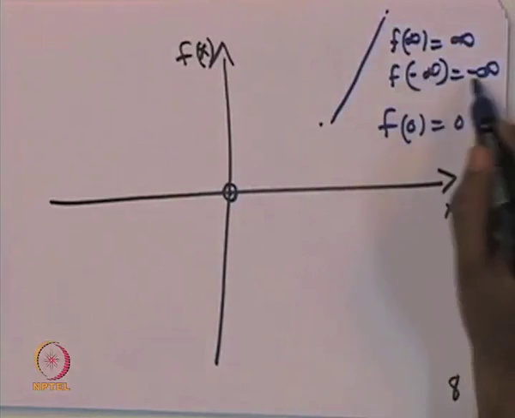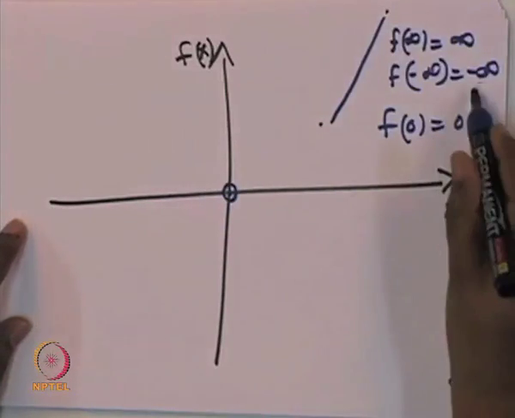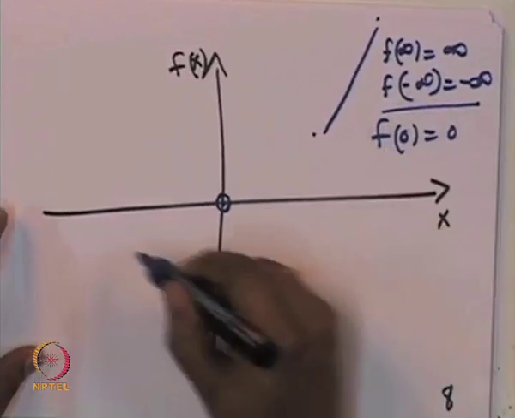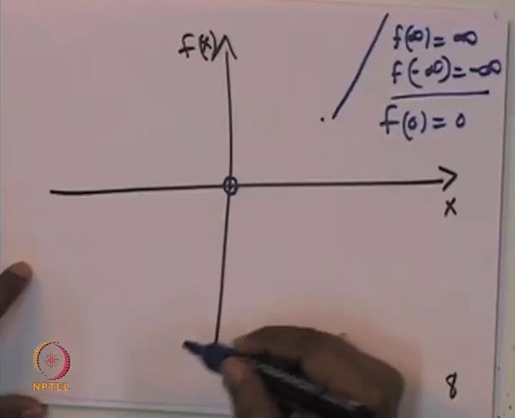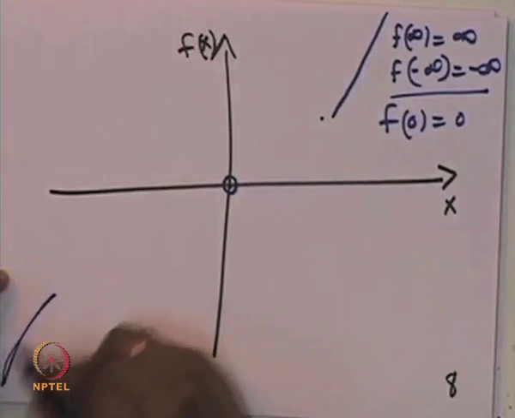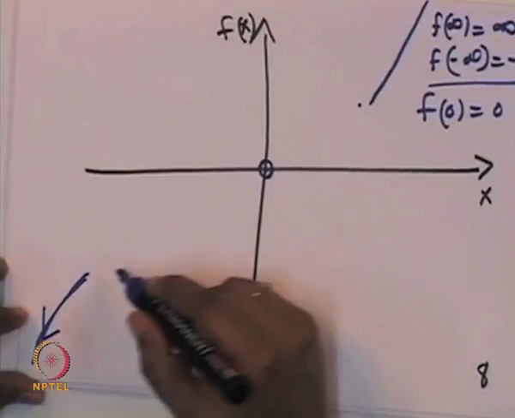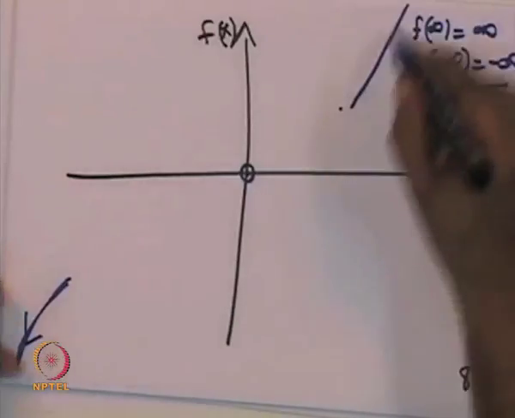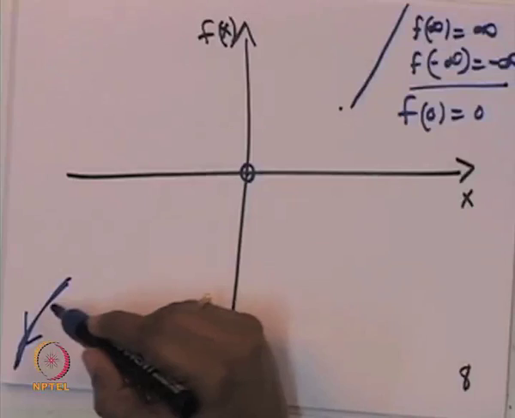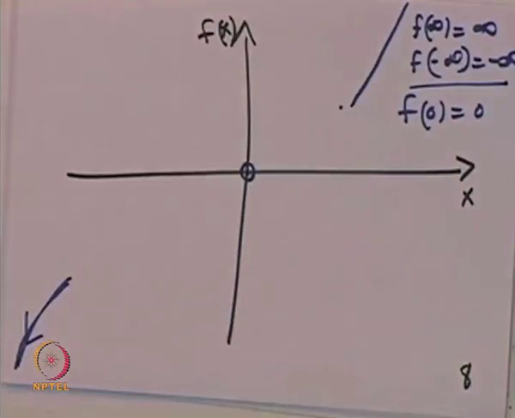And f of minus infinity is minus infinity: as x decreases and goes this way, the function has to go to minus infinity. This is what it says. So as x goes to minus infinity, the function should also go to minus infinity, which is here somewhere at the bottom. So these two ends are clear. At plus infinity it has to go to infinity, at minus infinity it has to go to minus infinity, and at x equal to 0 it is 0. So these three things are clear.